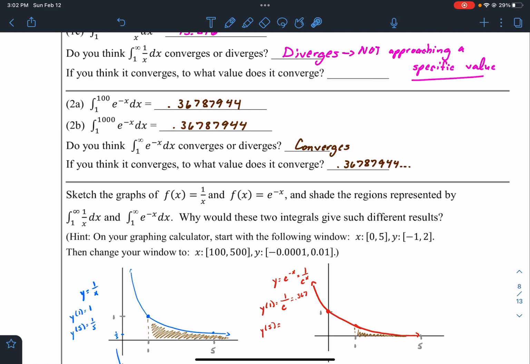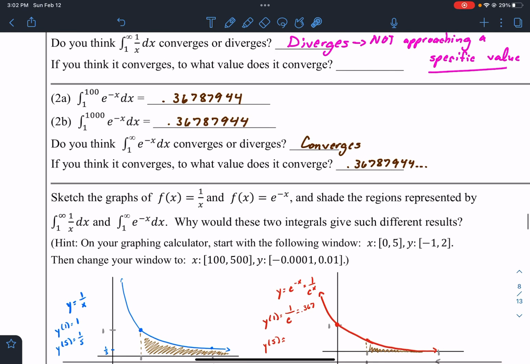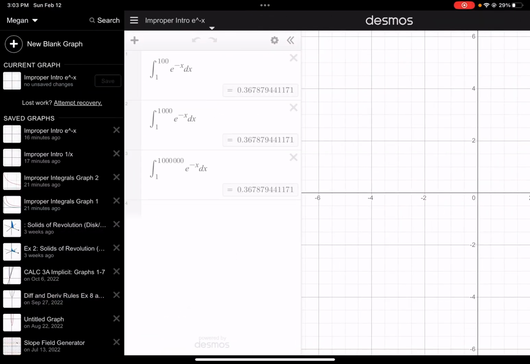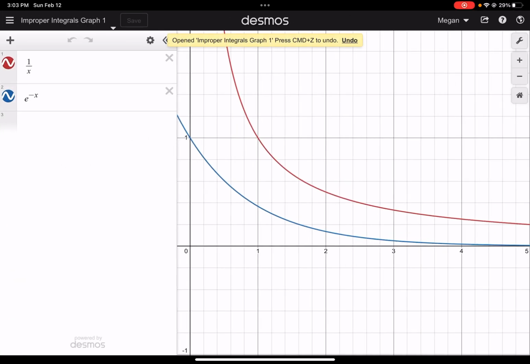Now let's talk about what the graphs look like and why one is converging and one is diverging. So 1 over x and e to the negative x, we're going to evaluate looking at these two windows. I'm going to come back to everything that I have down here. I want to go ahead and look at Desmos. So I'm going to look at 0 to 5, negative 1 to 2, so a pretty small window there. But then I'm going to zoom in on the y-axis, and then I'm going to make my x really big, and we're going to see how these graphs look different. So let's take a look at the first. The red is the 1 over x, and the blue is the e to the negative x.